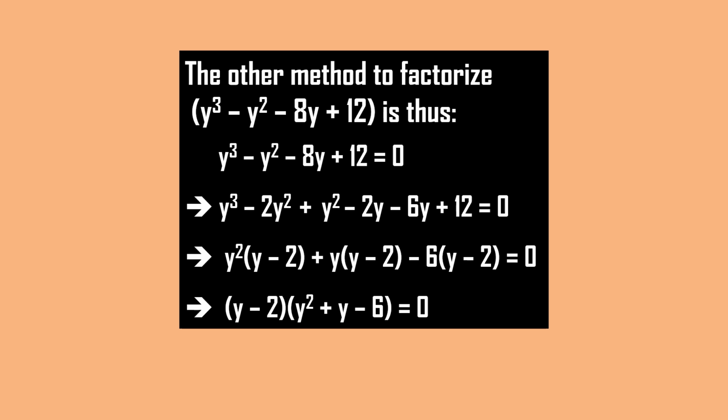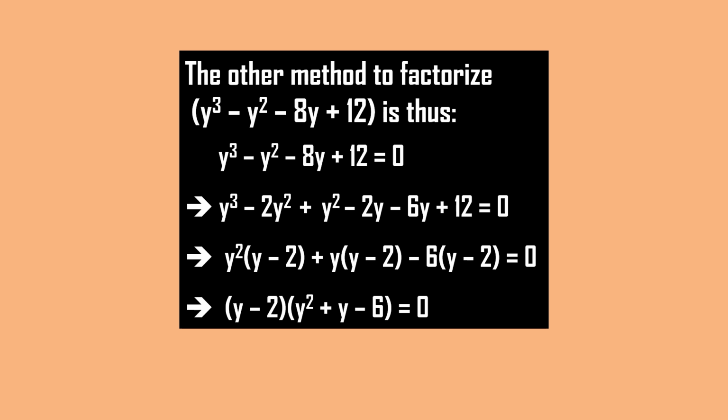Now from the first pair, y cubed minus 2y square, take out y square as common. So we get y square into y minus 2. From the second group, y square minus 2y, take y as common and you get y into y minus 2. And from minus 6y plus 12, take minus 6 as common, we get minus 6 into y minus 2. Now take out y minus 2 as a common factor. So we get y minus 2 into y square plus y minus 6.